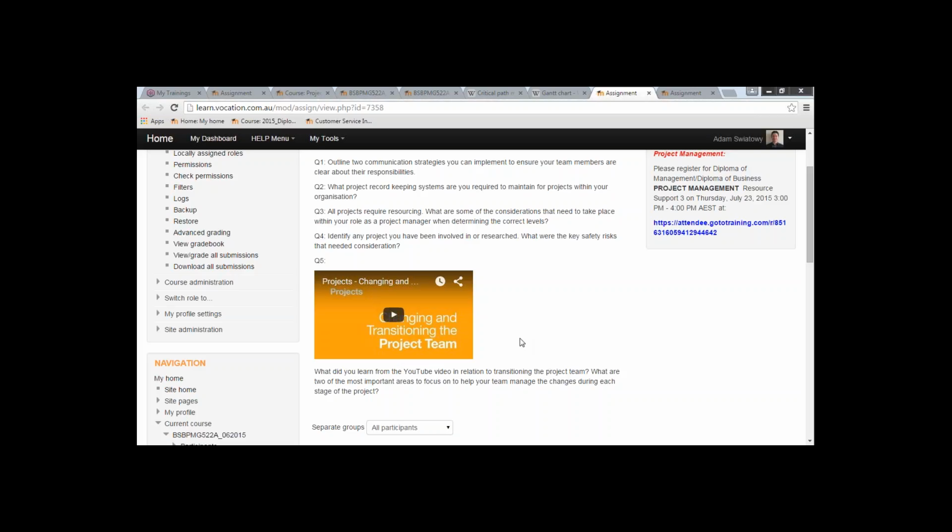So, in essence, when you're doing your assignments in this subject, your first assignment is to create a project. You can make it up. You're the project manager. The second one is to talk about how you're going to be reporting on things that are happening in your project. So it follows on from the first one.